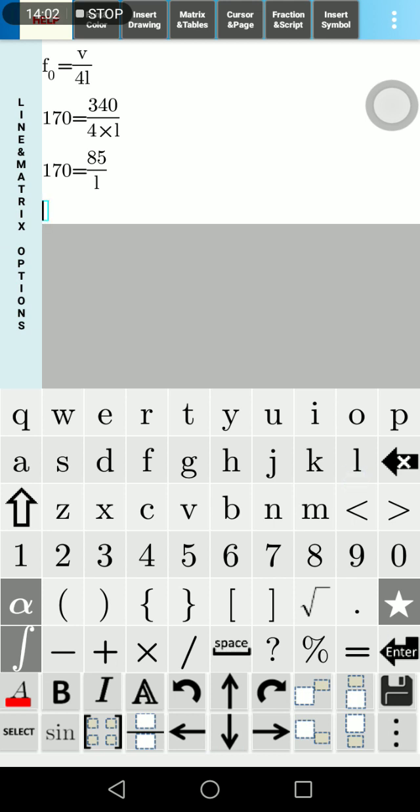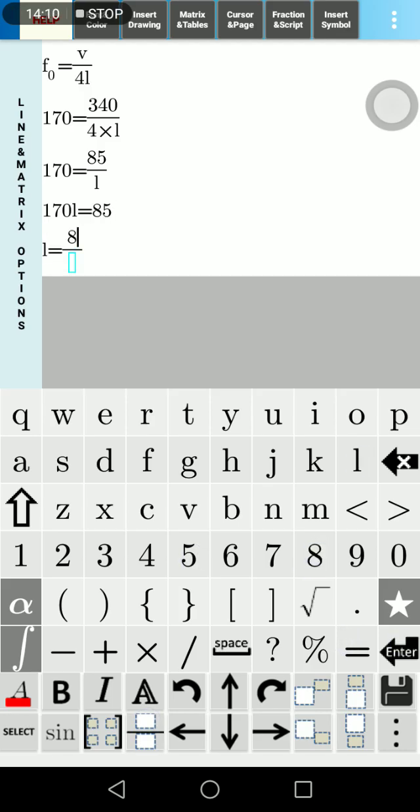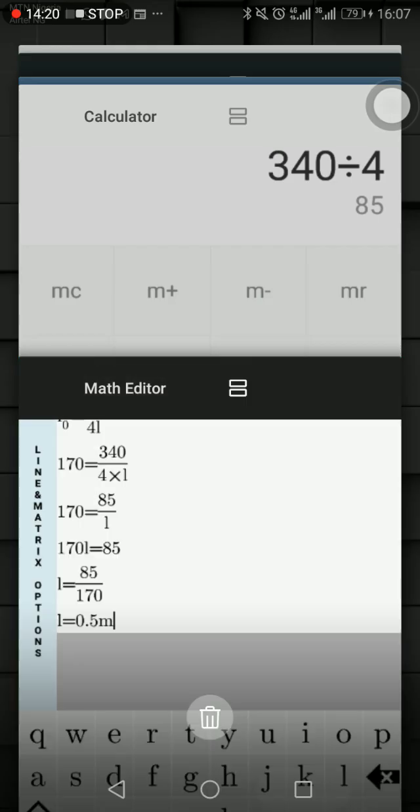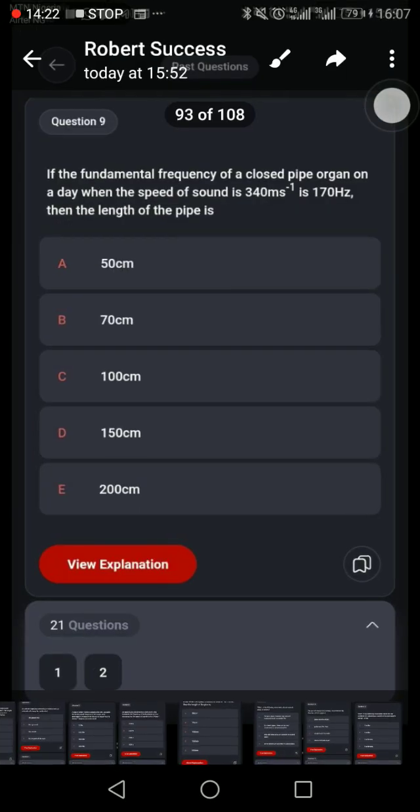Then you cross multiply, you have 170L equal to 85. Divide both sides by 170, and you find that L is equal to 85 over 170. So L is 0.5 meters, or 50 centimeters. So 50 centimeters is the answer, 0.5 meters. That's option A.